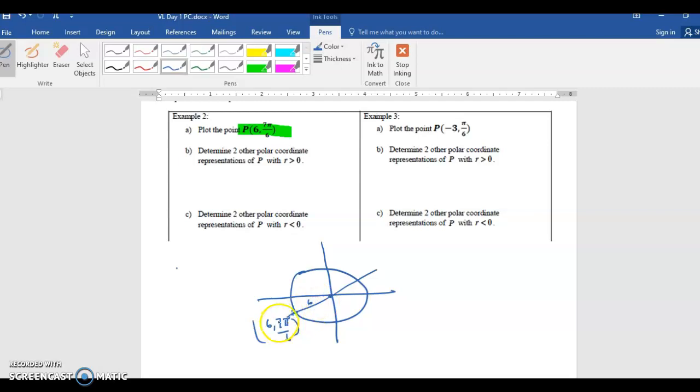So this is the pole and this is the tail. Now we're going toward the tail, wherever it is leading to the arrow. When we are going toward the arrow, if we take the positive side, that is (6, 7π/6). Now if we want to get to the same point from the negative side, what would we do? We would go to the negative side.